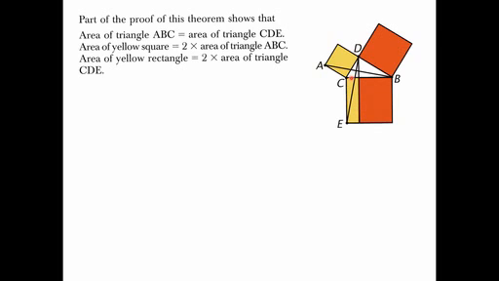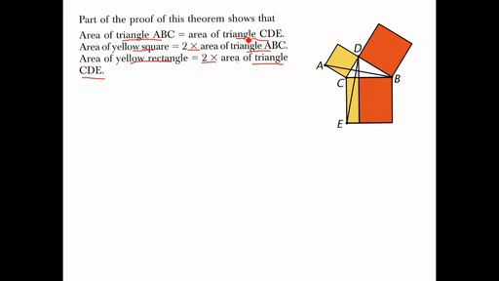Now at this point, I don't know that the picture helps me very much because I just look at this. Area of triangle ABC, so here we have triangle ABC, here we have triangle CDE, here we have the yellow square, here we have triangle ABC, but it's times 2. Here we have the yellow rectangle, and here we have the triangle CDE again, but it's 2 times that.